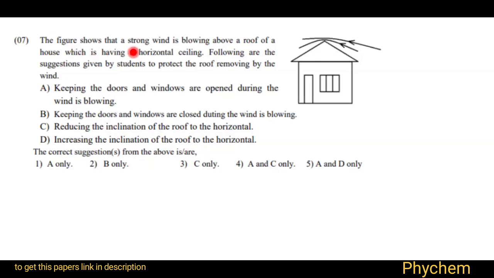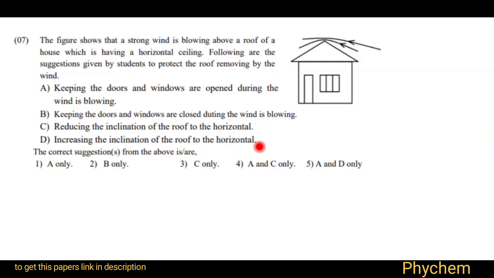The figure shows that a strong wind is blowing above the roof of a house which has a horizontal ceiling. Following are the suggestions given by students to protect the roof from being removed by the wind. Keeping the doors and windows open while the wind is blowing. Keeping the doors and windows closed while the wind is blowing. Reducing the inclination of the roof to the horizontal. Increasing the inclination of the roof to the horizontal.